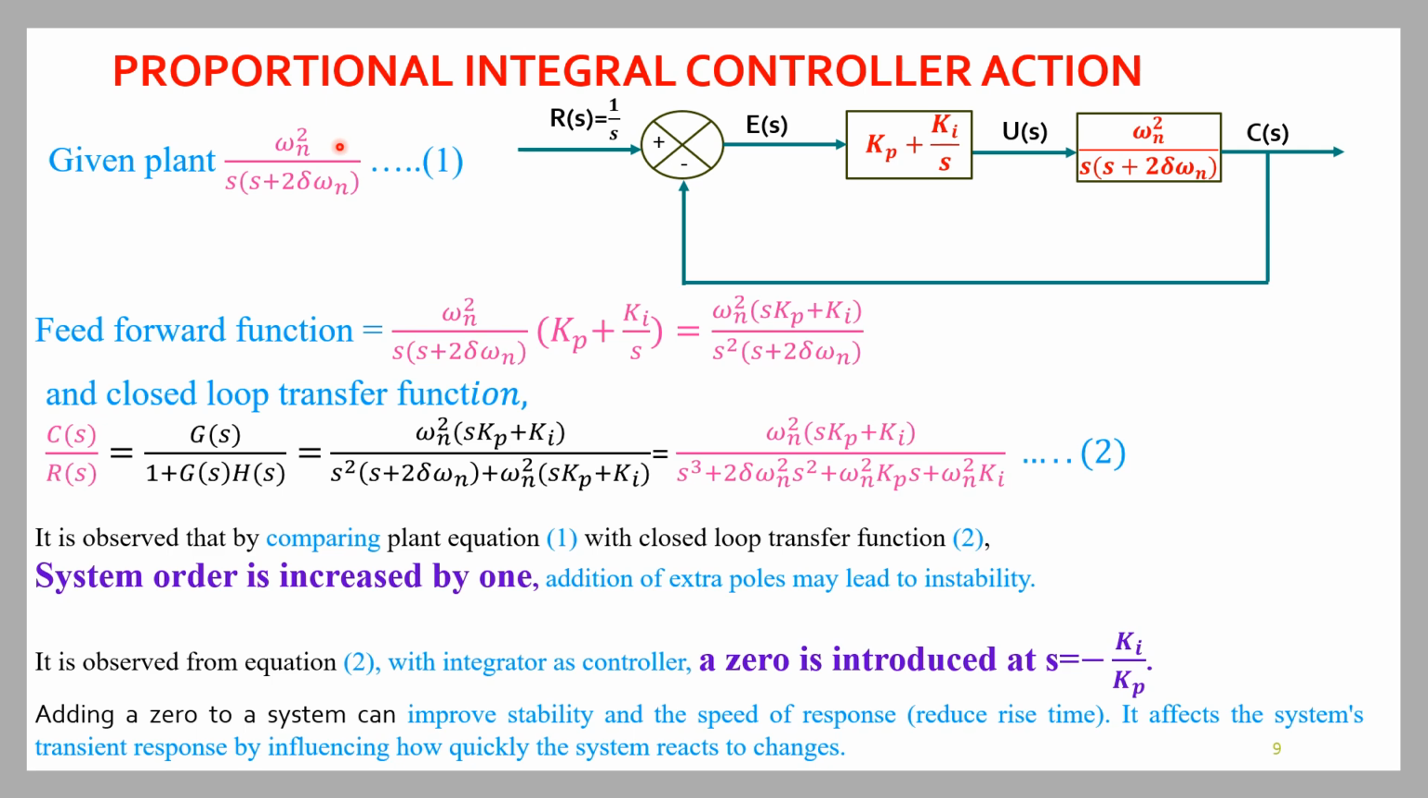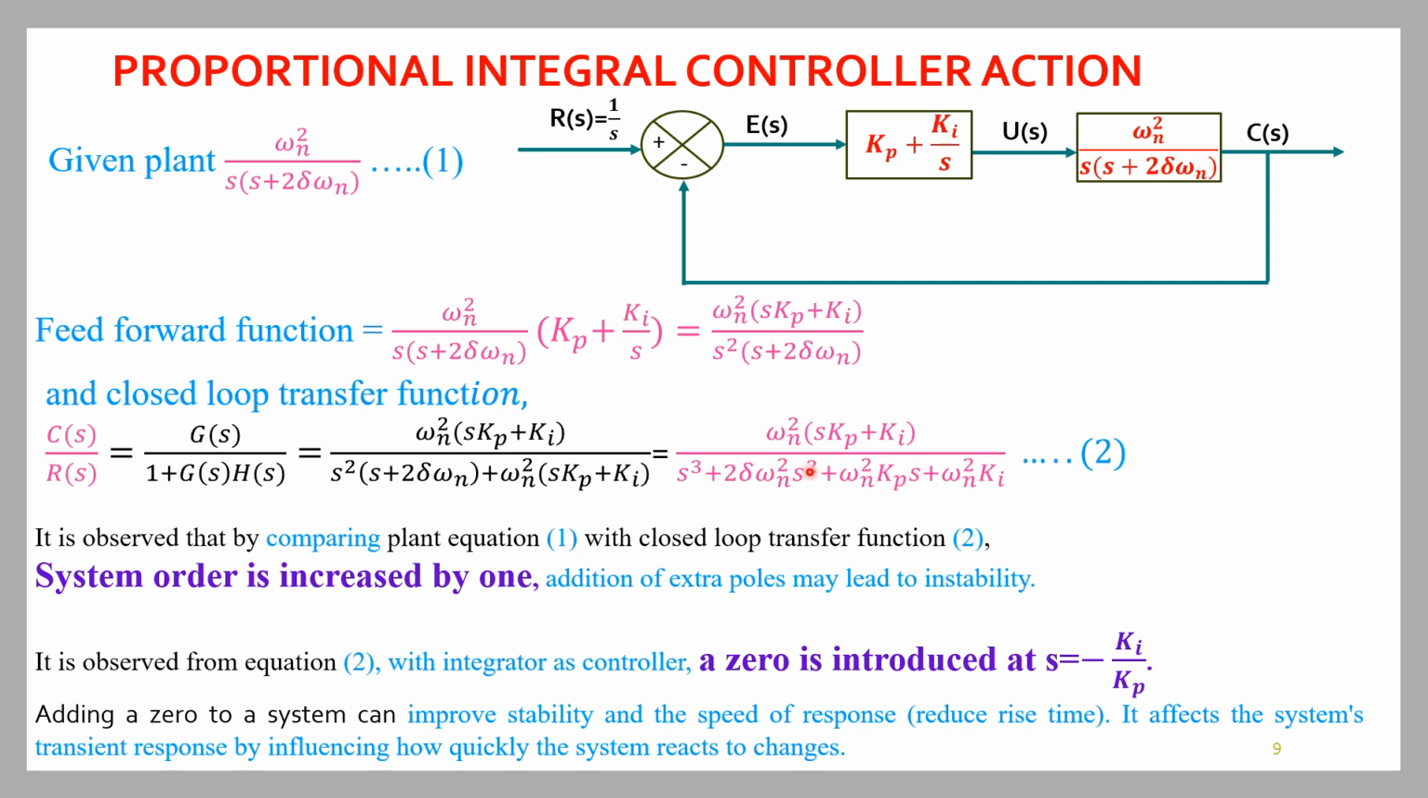Here we don't have any zeros. Here a zero was introduced at s equal to minus Ki by Kp. So it means the proportional integral controller increases the order of the system, which may add more poles, which may lead to instability, but on the opposite side, it introduces a zero. We already discussed the effects of zeros in first order and second order systems in the previous videos. So when a zero is added, it will improve the transient response. It increases the speed of response, but with initial overshoot. That is the contribution of zeros, the effects of zeros.